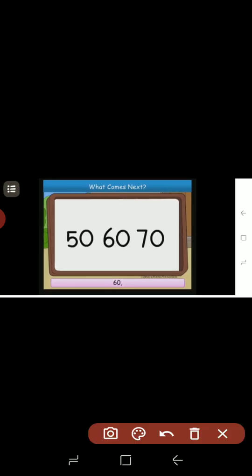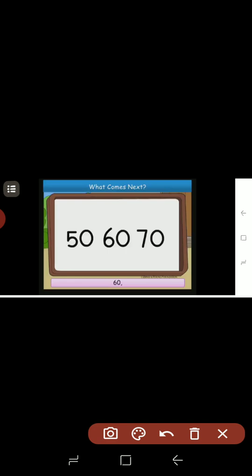Then after 50 what do you have to do? You have to just add 10 again. That means 50 plus 10. That is 50 plus 10 becomes 60. Understood? Then in this picture you can see 10, 20, 30. That means you have to keep adding 10 in it. Understood? Then after 50, there should be 60 and 70.